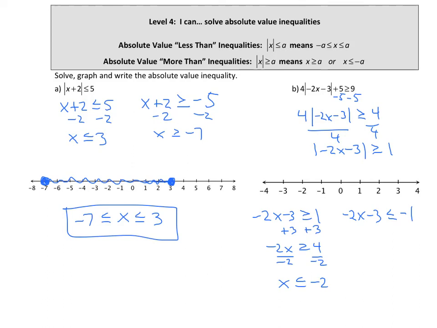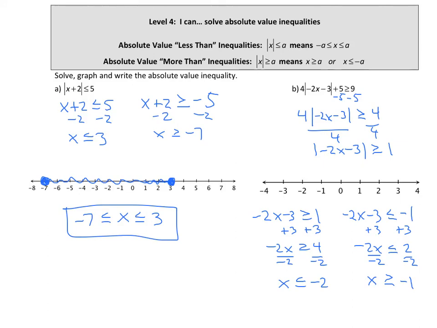And then on the other equation, add 3 to both sides. We get negative 2x is less than or equal to 2. Divide both sides by negative 2. Again, I'm dividing both sides by a negative, so I have to flip the sign. And we get x is greater than or equal to negative 1. And then I graph both of these.